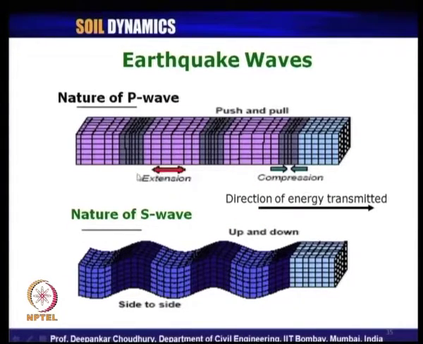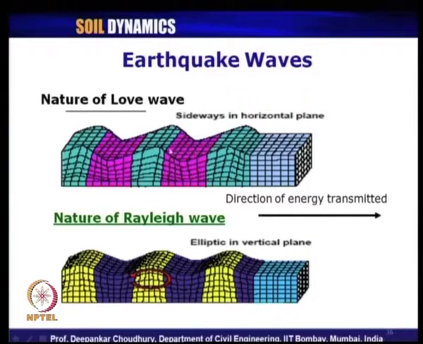The nature of the P wave is continuous extension and compression, that is a push and pull kind of nature in the media, in the direction of energy transmission. The nature of S waves is side to side movement, up and down. The nature of Love wave is sideways in the horizontal plane, and the nature of Rayleigh wave is elliptic in the vertical plane. In this way rotating or rolling, up and down, can occur.